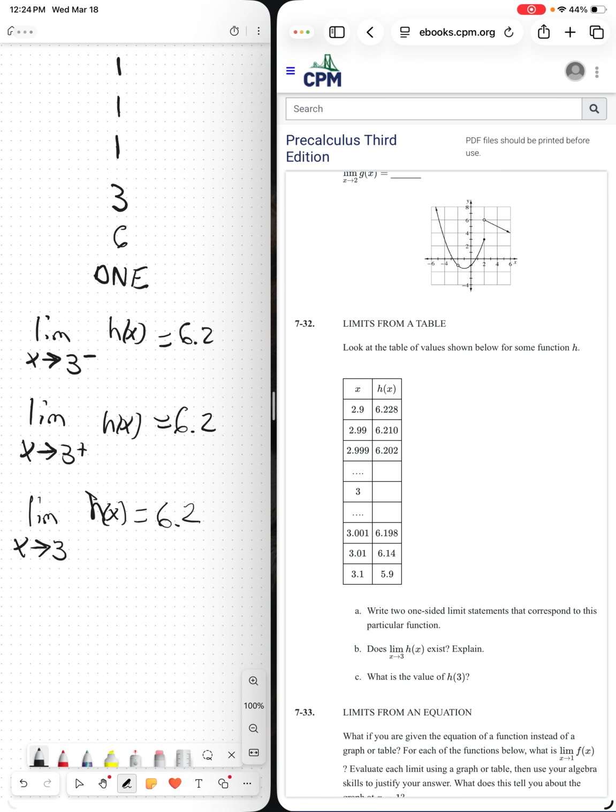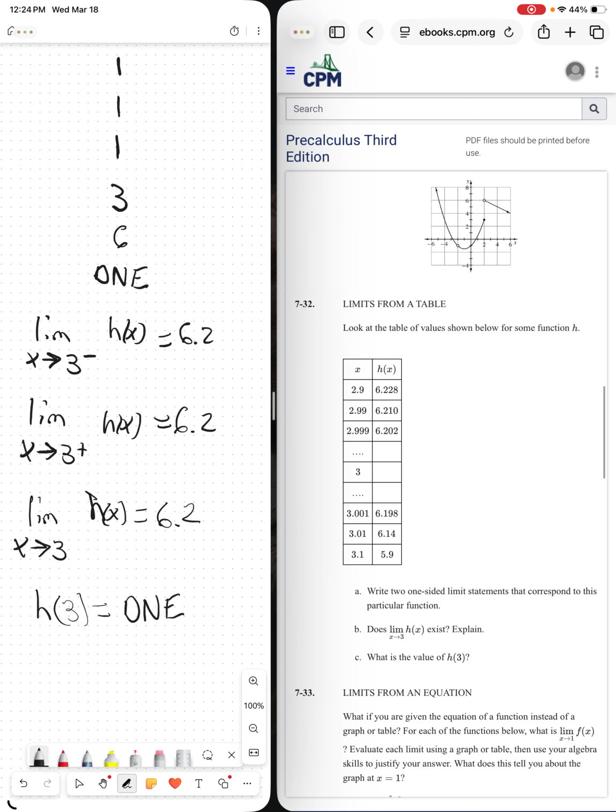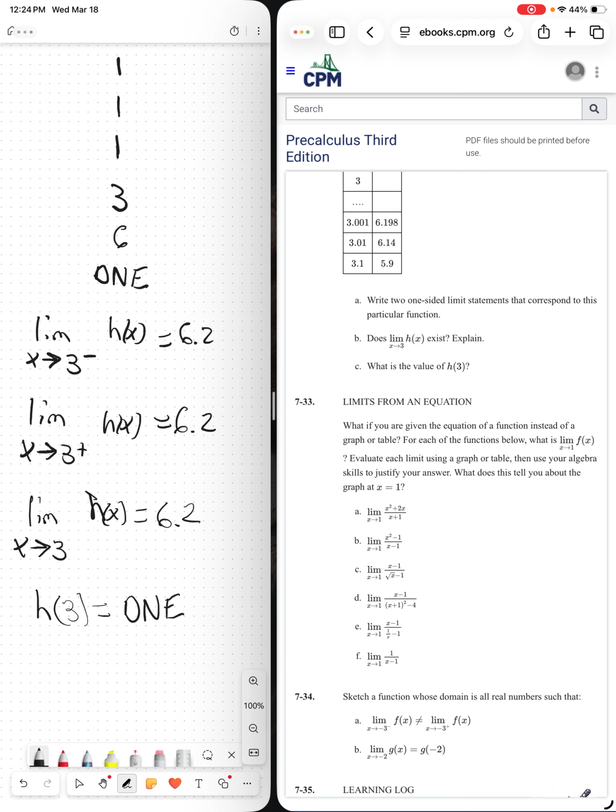So what is the value of h of 3? It's not there. We don't know. It doesn't give it to us. We can predict it, but we don't know if it's there or not. So it's the idea of Sally Snail.